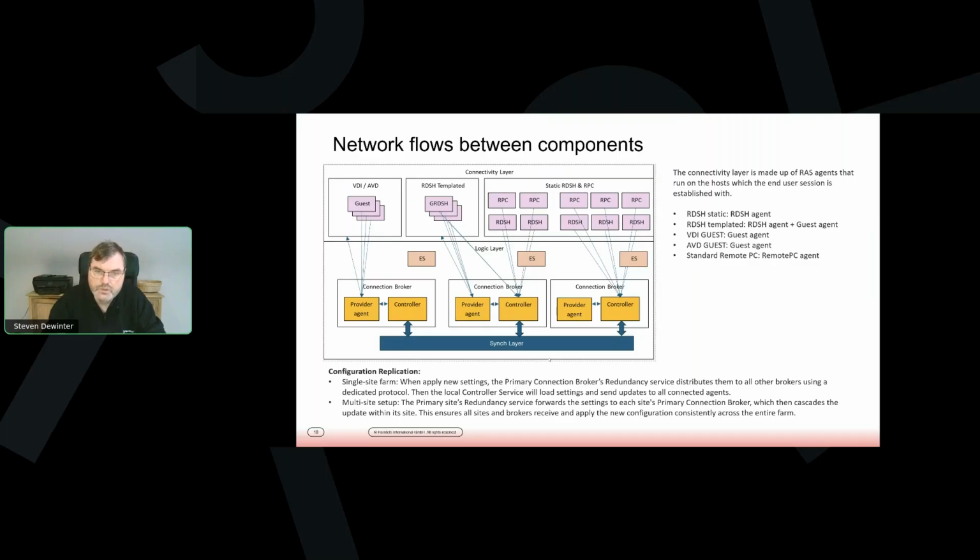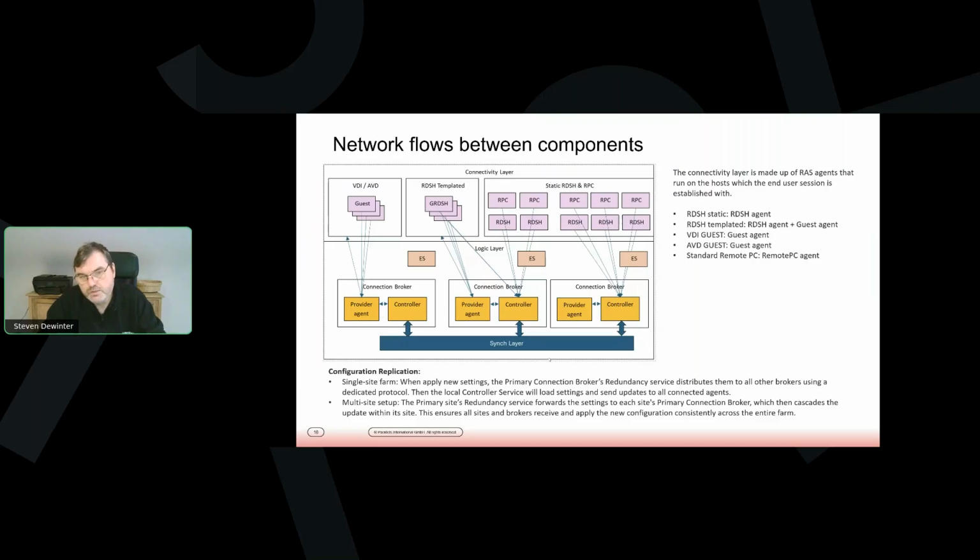So the first thing you need to know is that the primary connection broker of the first site has a special role. It is the one that has read-write access to the configuration. Whenever you make a modification to a configuration, I think you remember that in the console you have to click that apply button. It's at the moment you click that apply button that the primary connection broker will, via the redundancy service, push the configurations to the other connection brokers.